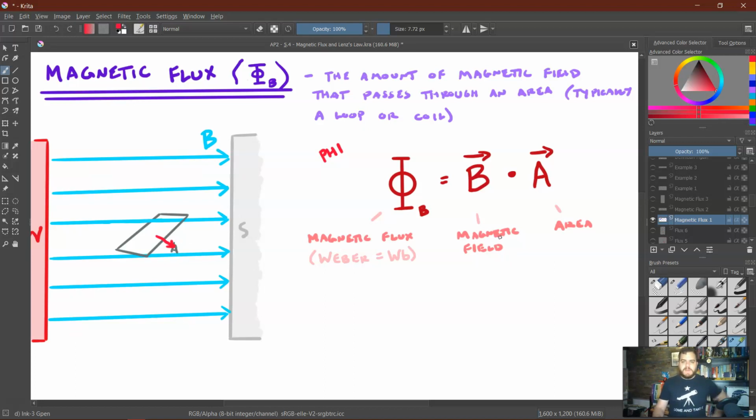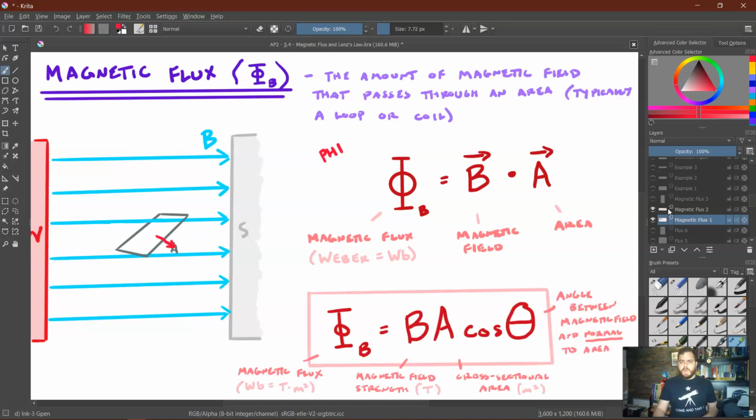Now, a couple things here. The unit of magnetic flux is something known as the Weber, W-E-B-E-R, which we abbreviate with a capital W, lowercase b. You don't see it that often, but I want you to know what it is when you do see it. All right, this is a dot product, and we learned about those briefly when we learned about cross products and the right-hand rule.